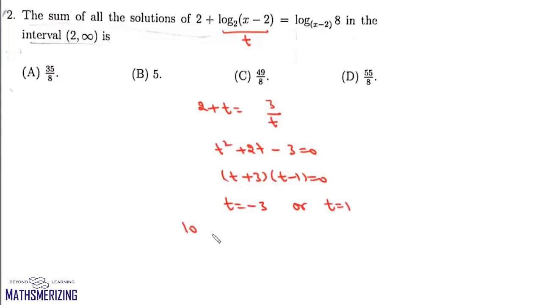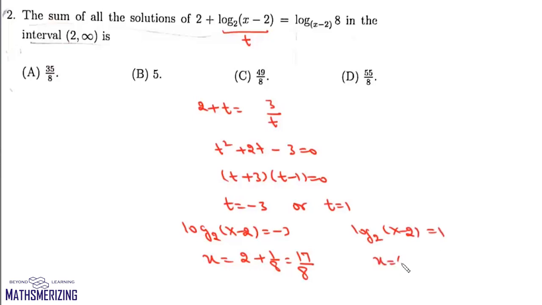That is the value of t is minus 3, or the value of t is 1. Now t is log of x minus 2 to the base 2. So from the first one we get x equals 2 plus 1 by 8, which is 17 by 8. And from this second part we'll get log of x minus 2 to the base 2 equals 1. That is the value of x is 4. Now the sum of all the solutions is 17 by 8 plus 4, which is 17 plus 32, and that is 49 by 8, and that's your option C.